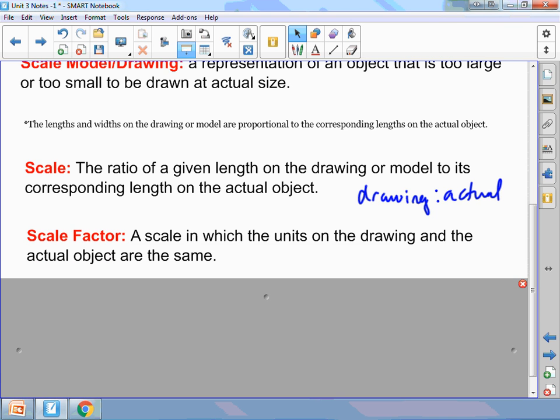And the scale factor is when you get the units to be the same. And we're going to practice that here in a minute. It's the last of our definitions here.